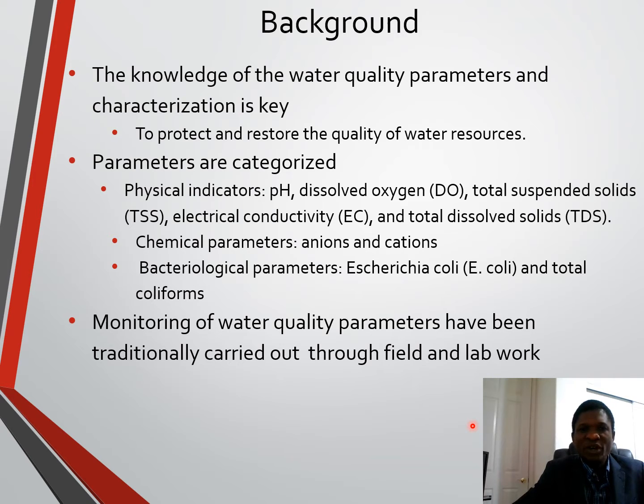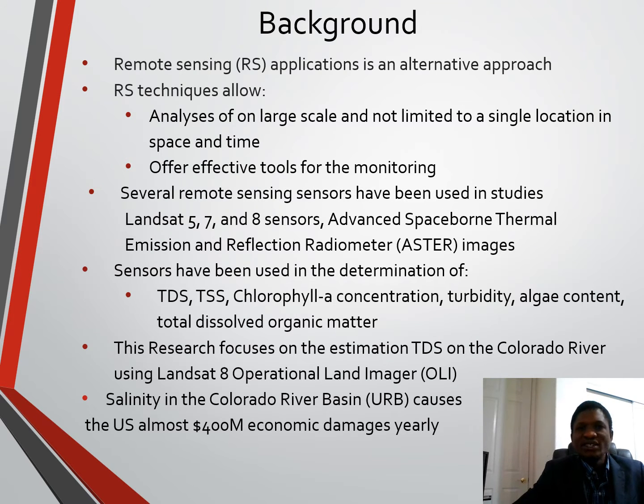Monitoring of water quality parameters has traditionally been carried out through field and lab work. These approaches are costly, labor-intensive, and time-exhausting. Remote sensing, however, offers an alternative approach. Remote sensing techniques allow for analysis of these water quality parameters on a large scale, and they are not limited to a single location in space and time. They offer an effective tool for monitoring.